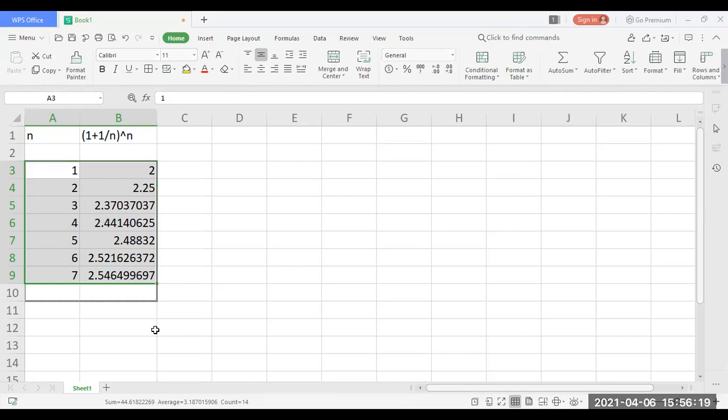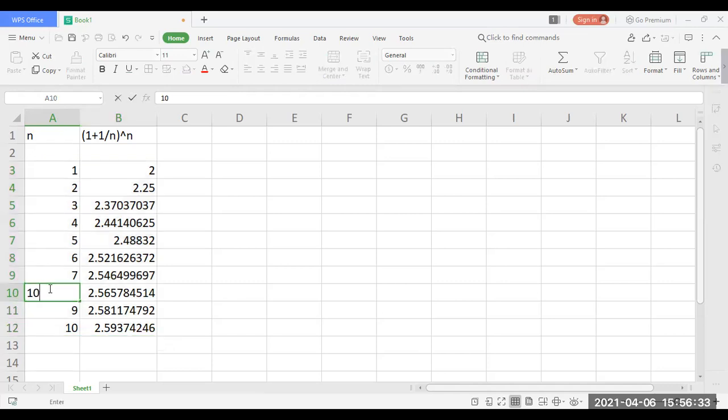Let's do more. That's up to 10. When n equals 10, then that expression, 1 plus 1 over n to the n, is 2.59. Now, what happens if I make it 100? What happens if I make it 1,000? What happens if I make it 10,000?